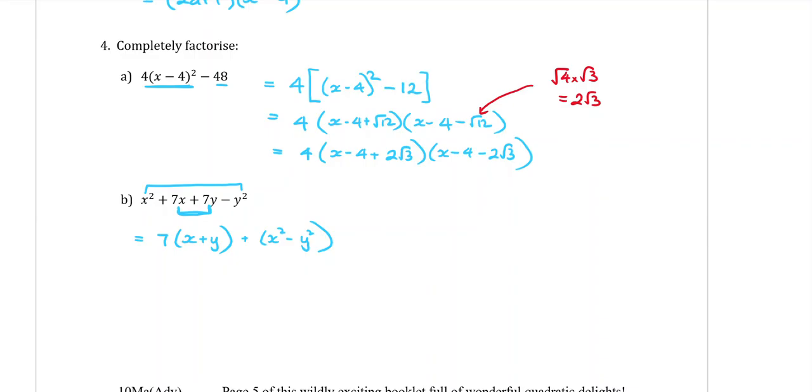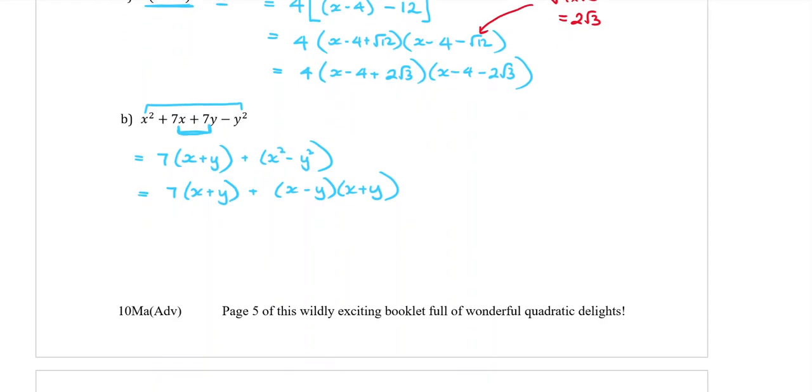So I can factorize that further to be 7x plus y, and then plus x minus y, x plus y, the difference of two squares. Then I have a common factor of x plus y, which I am going to bring out the front. So x plus y in a bracket, and then I'll open another bracket and put the leftovers inside. So I have 7 from the first one plus an x minus y from the second term. And that's my answer.